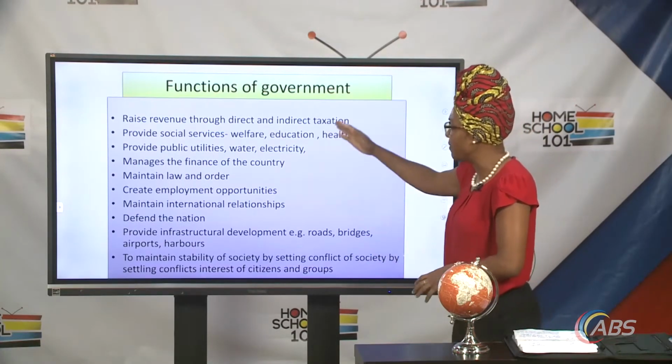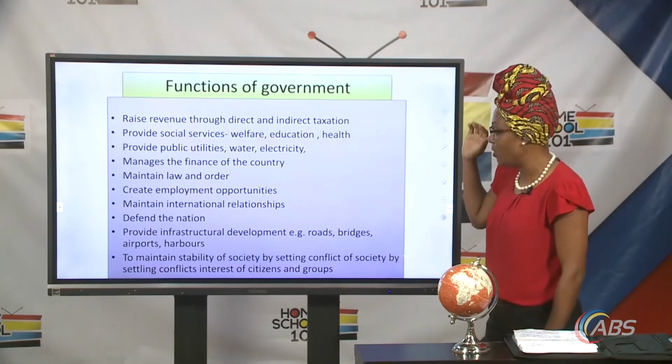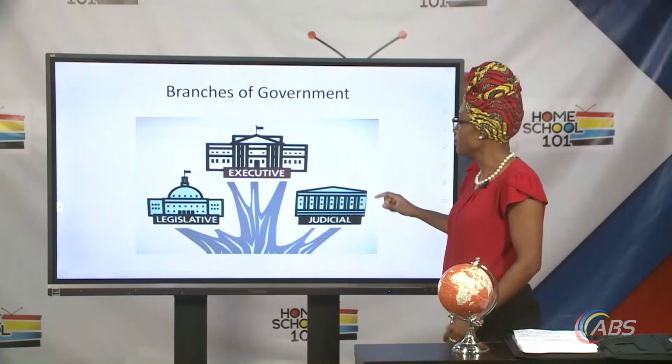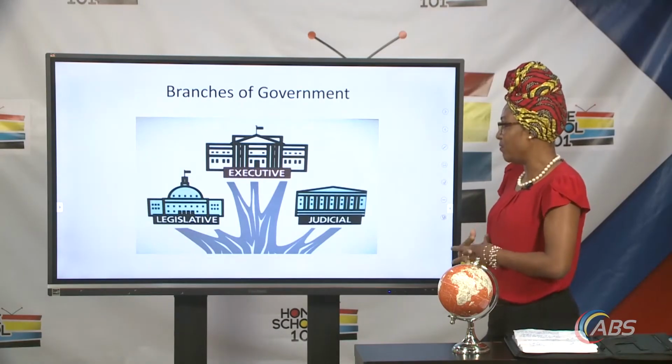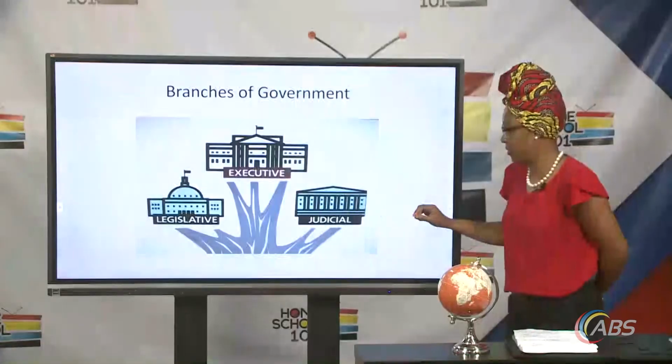So most of it will be self-explanatory. I hope there was nothing unclear. Everything should be clear for you. Okay, let us continue. Now let us go into the branches of government. We have 3 branches of government. We have the executive branch, we have the legislative branch, and we also have the judicial branch.